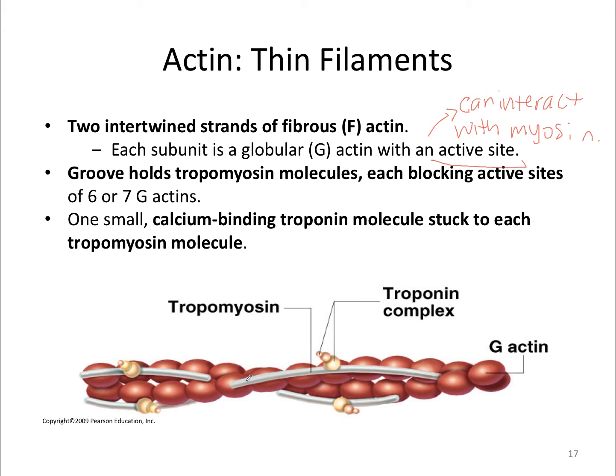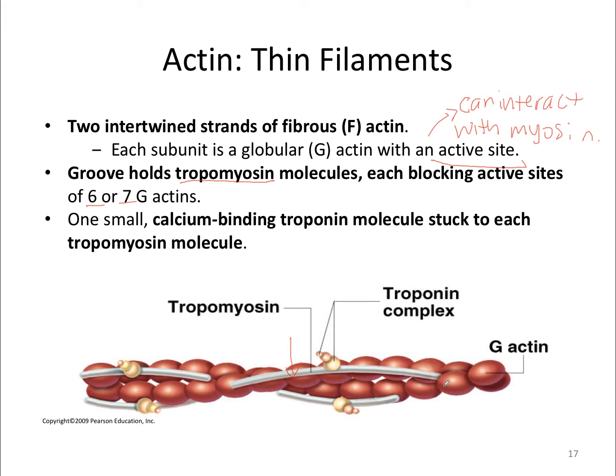However, in inactive thin filaments, the active sites form a groove that holds tropomyosin. So remember regulatory proteins, I told you I'd tell you about them later. Here we go. So tropomyosin is this long ropey guy, and it's blocking all the active sites of the G-actins that are underneath it. So that's typically between 6 and 7. And if we count, we can go 1, 2, 3, 4, 5, 6, 7. There we go.